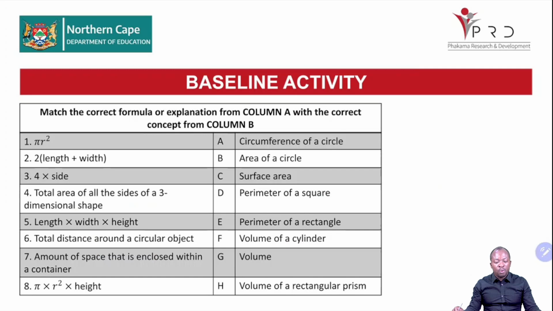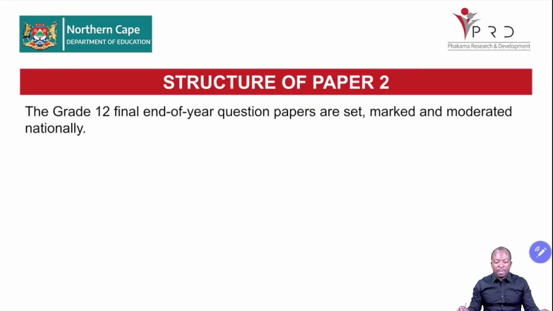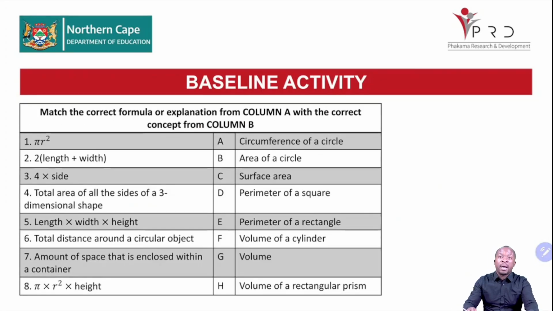Like the first one, when we say pi r squared, when do we use pi r squared? So you must look through and tell me the correct answer. When we talk of pi r squared, it means we are looking for the area, okay? Area of a circle. So this is our number 1. When we talk of 2 into bracket L plus width, we are talking of what? Perimeter of a rectangle.